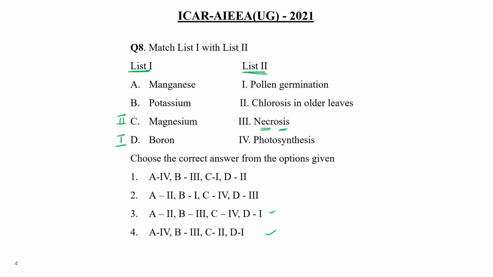Okay, so 3. And manganese is the essential ion which is related to photosynthesis. So 1 with 4. So 1 with 4 out of these 3. Okay, choice number 4 would be the correct answer. 1 matches with 4 and D with choice number 1. So according to this, choice number 4 would be the correct answer.